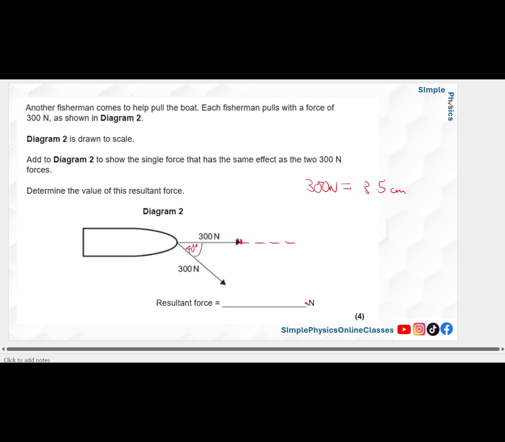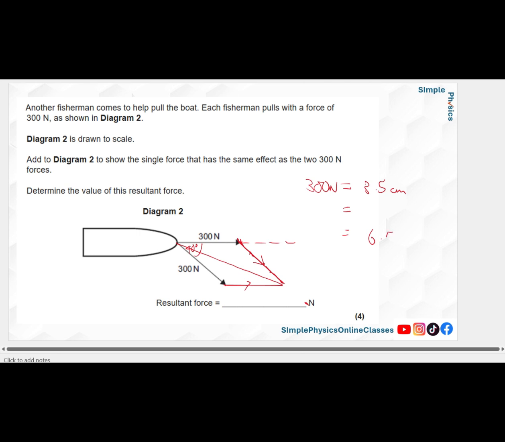So 1, 2, 3.5. Going to be a full line. Okay, and then I can join it up here. This one is going to be 3.5. Trying to put a ruler on a screen is not very easy. And then we know where the resultant is, from the beginning to where they join up, and that is exactly 6.5 centimeters.